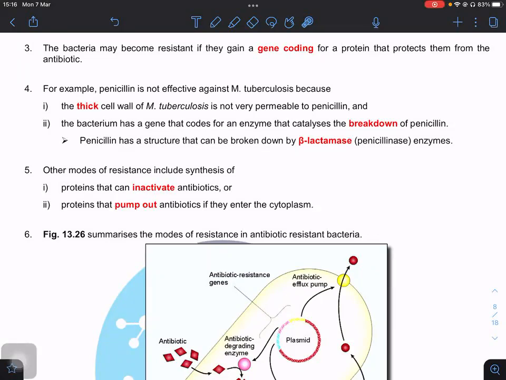So for example, penicillin is not effective against tuberculosis because the thick cell wall of the tuberculosis bacterium is not very permeable to penicillin. And the bacteria now also have an enzyme that breaks down the penicillin. Penicillin has a structure that can be broken down by the enzyme called beta-lactamase, right? Because of this four-member ring. Four-member, okay? Ring. So in other modes, proteins can inactivate antibiotics or they can pump out antibiotics.